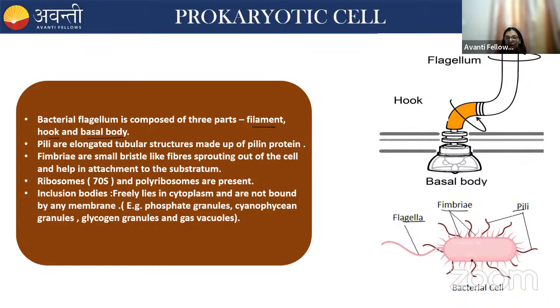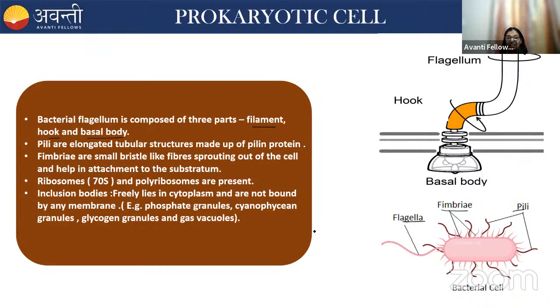Bacteria or prokaryotes have flagella. The flagella are larger in size; you can see they're longer. Fimbriae and pili are also present. Pili are made up of a special protein known as pilin. Pili are generally larger in size as compared to the flagella. Fimbriae are bristle-like structures present on the surface of prokaryotes, and the function of the fimbriae is attachment to the substratum. They help the bacteria attach to the surface of the substratum.